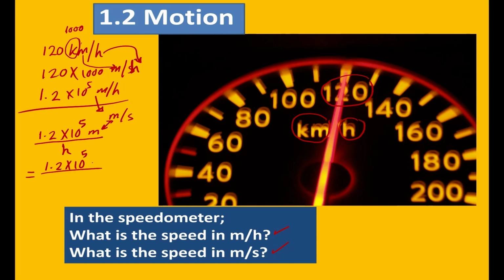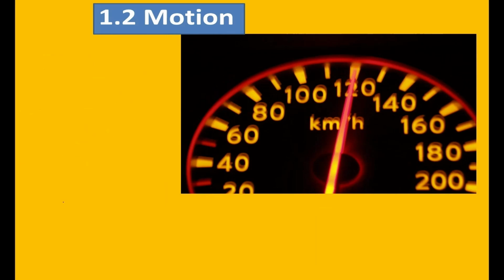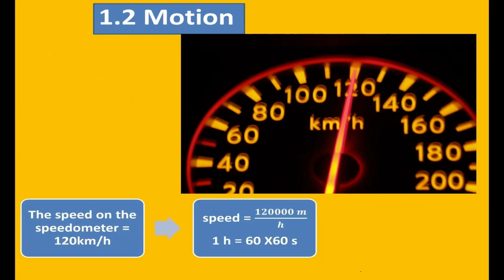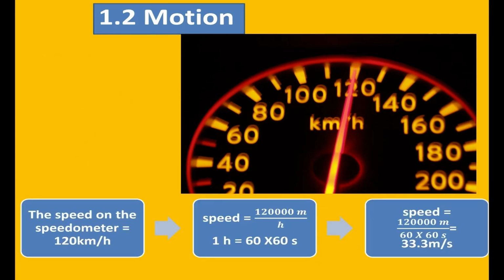over the hour. How to convert an hour to seconds? 1 hour equals 60 minutes, and each minute equals 60 seconds. So from this, we can get it very easily. It is easy here, 1.2 times 10 power 5, and in this case, this one equals 33.3 meter per second.